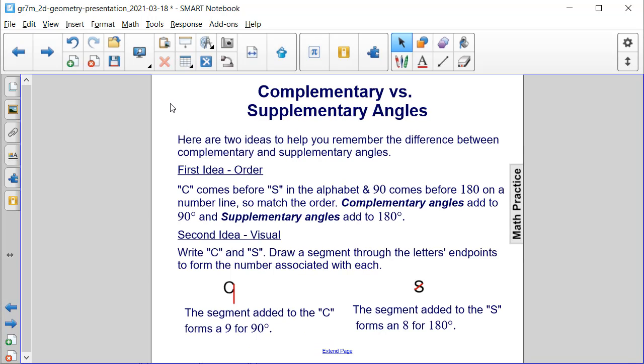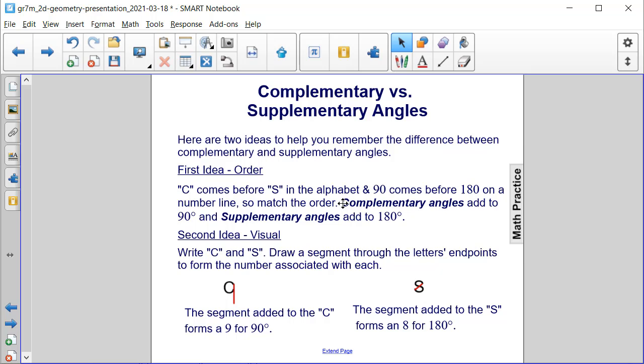Sometimes it can be challenging to remember what complementary and supplementary mean in terms of angles. So there are a few ways that could be used to help remember. The first one deals with order. Well, the letter C comes before the letter S in the alphabet, and 90 comes before 180 on a number line. So match the order.